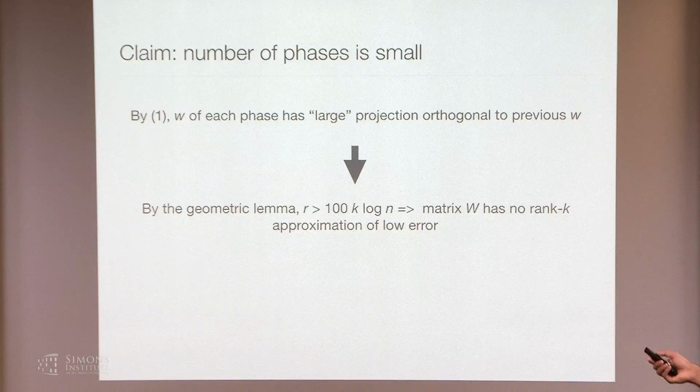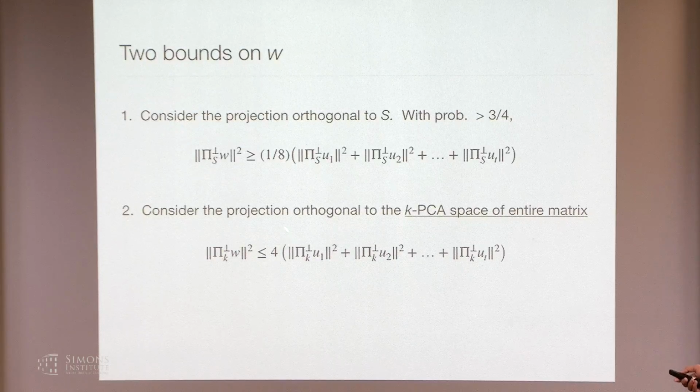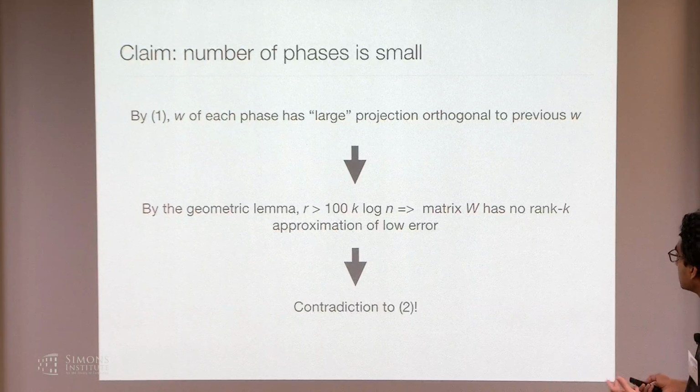But now this is where the second part comes in. The second part shows that if you took the optimal k-PCA subspace of the entire matrix, the rank k error of the W's you're adding was only smaller than this, and these we know add up to exactly C, because that was the definition of the rank k error for the whole matrix. So that contradicts this too. This is why you can't have more than something like k log n phases.